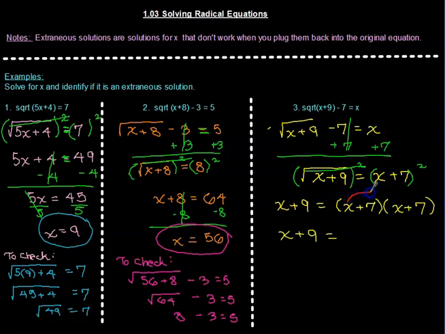So multiply the first term in each parentheses. First, x times x is x squared. Outer, x times 7 is 7x. And inner, 7 times x is also 7x.